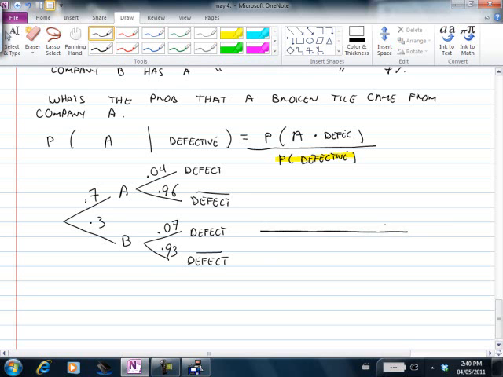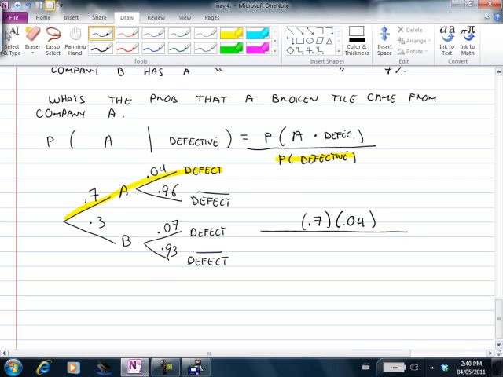See, top part says this. I want A and defective. Look, there's only one way I can have A and defective. That's what it means, and. So A, top is 0.7 times 0.04, is correct.